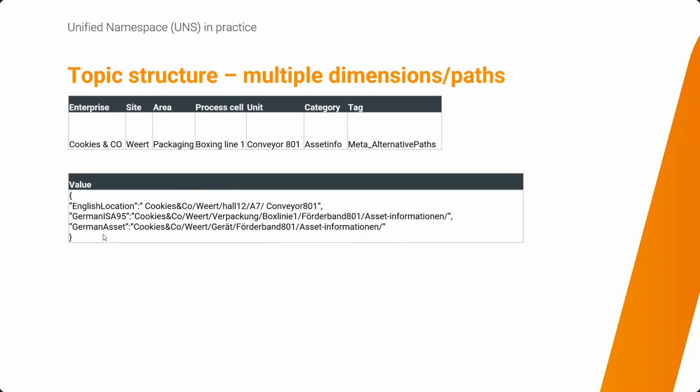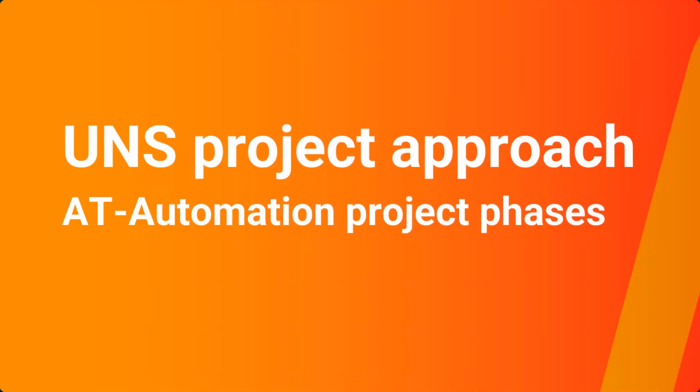And for instance, we can also look at the German side from just an asset perspective, where we have all our Geräte combined. And there we have our conveyor with the asset information. So we can really use those multiple dimensions. Actually, paths in Ignition. So that was UNS in practice, some practical examples of structure and architectures.